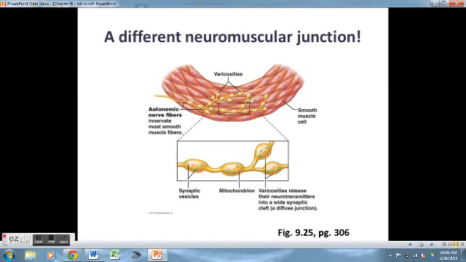Now, part of the reason that there are so many of them is the synapse is a lot bigger between this nerve and smooth muscle than it was between a motor neuron and skeletal muscle. And because the gap is a lot bigger, we release a lot more neurotransmitter to make sure that we get some that makes it across the gap.